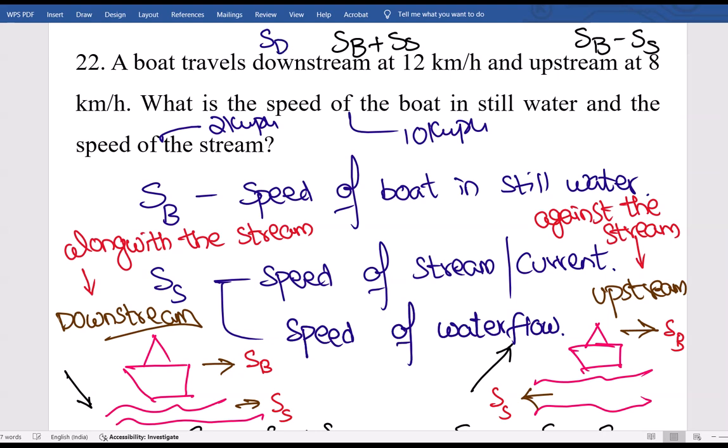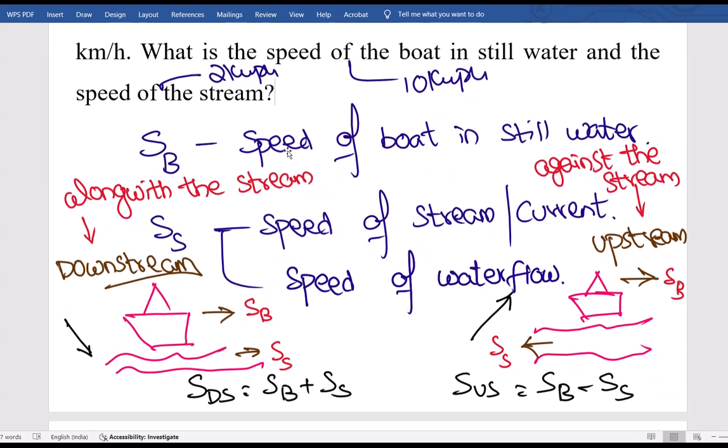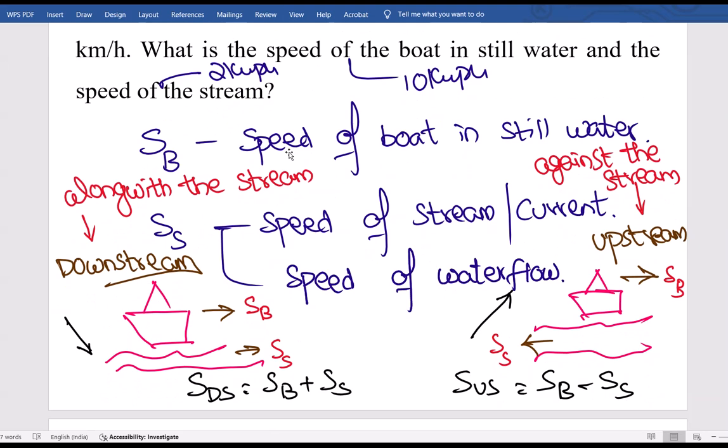In the question here, SDS downstream speed and SUS upstream speed are given. Downstream SDS is 12, the other one is 8, upstream is 8. Adding those two, we'll get 2SB. SS will cancel, 2SB equals 20, SB equals 10. Terms may be different, but things are very easy in solving boats and streams. You should know the terms. Upstream, against the stream; downstream, along with the stream.